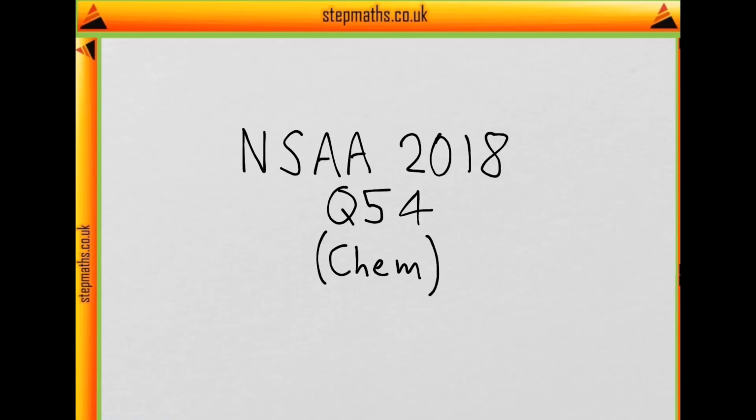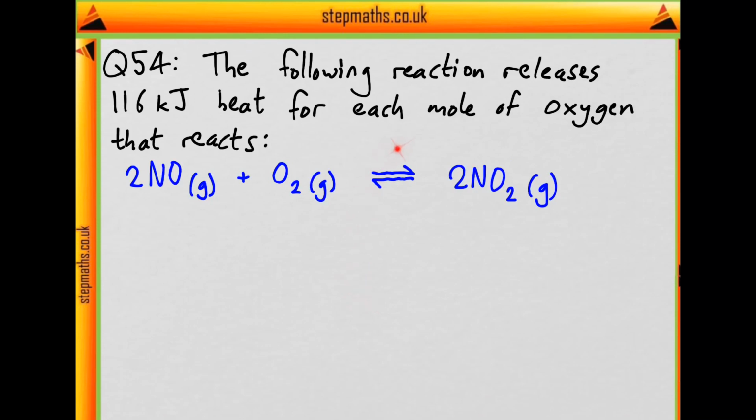This is question 54 on chemistry from the 2018 NSAA. So you're told that the following reaction releases this much heat for each mole of oxygen that reacts. So nitrogen monoxide plus oxygen forms nitrogen dioxide in a reversible reaction.